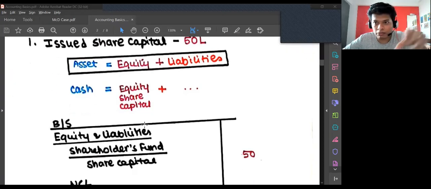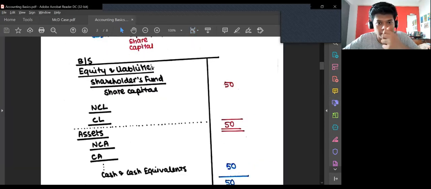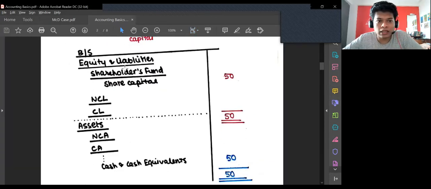So now if we come to the balance sheet, I'll just zoom out a little so you can see the entire thing. Okay, so in the balance sheet, what happens? Equity and liability, shareholders' funds. I'm showing this as per Division 1 of Schedule 3.